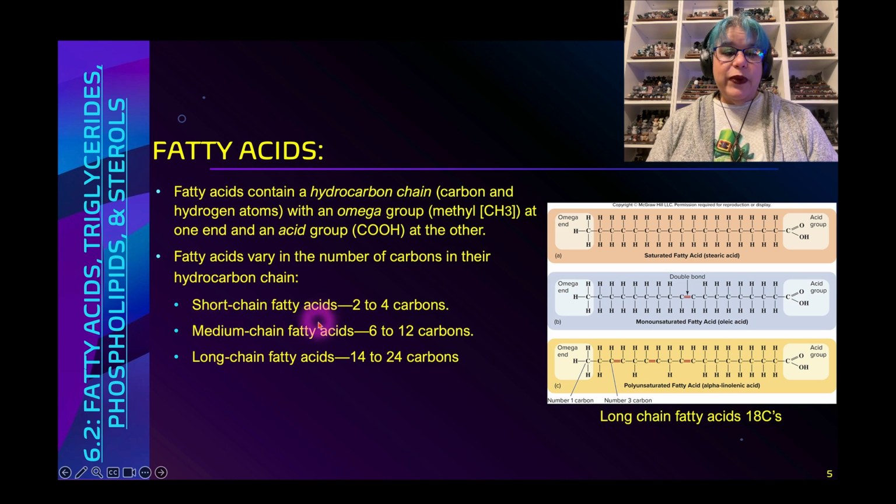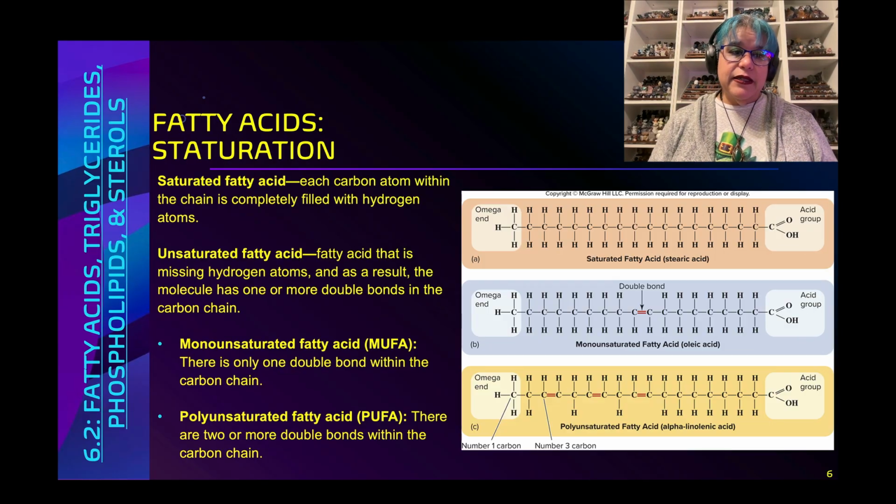So when we say we have short chain fatty acids, we're saying that we have 2 to 4 carbons in the chain. When we say medium chain fatty acids, we're talking about 6 to 12. Long chain fatty acids are 14 to 24 carbons long. These, in all 3 examples, have 18 carbons. Therefore, they would be considered long chain fatty acids.